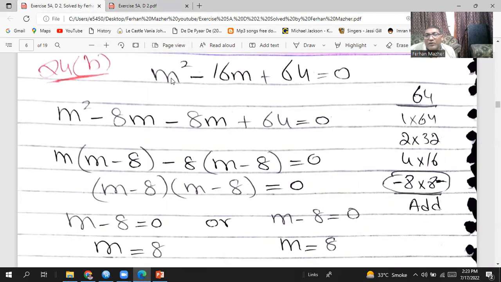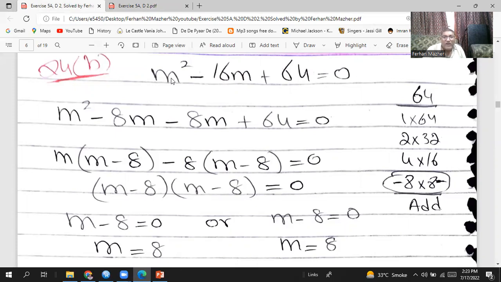Because with the third term you have a positive sign, we are looking for that pair which by addition will give you minus 16. When you add, you give both the pair the same sign, either both positive or both negative. Because you want minus 16 by addition, both of them will be given the negative sign. So you will have m square minus 8m minus 8m plus 64 equals to 0.